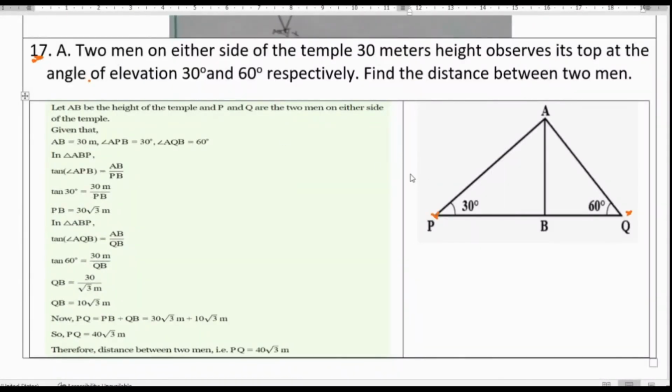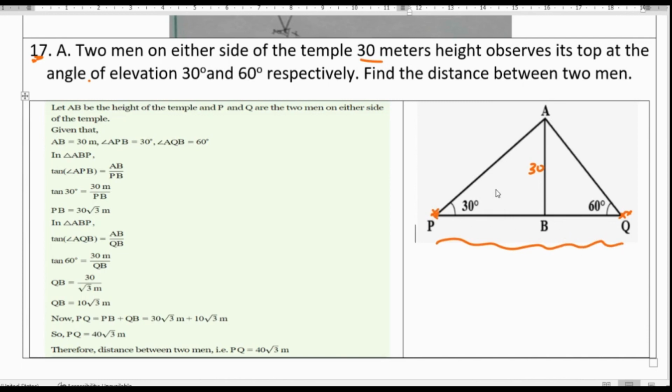17th question is from the application of trigonometry chapter. Two men on either side of a temple 30 meters height. This is the temple with 30 meters height. They observe the top at angles of elevation of 30 and 60 degrees respectively. So there are two men on either side of the temple, P and Q, making angles of 30 and 60 degrees respectively. Find the distance between the two men. So PQ we have to find.